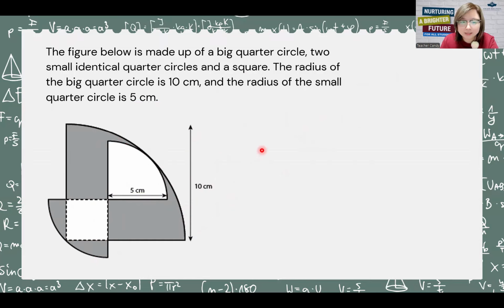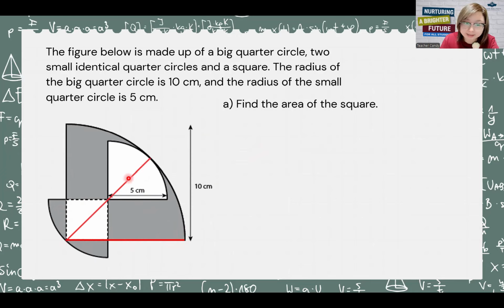So let's take a look. We need to find the area of the square. So we need to find the area of this square. Now take note that the radius of the big quarter circle is 10 centimeter. So for this part over here, which is also the radius of the big quarter circle, is 10 centimeter as well. Now, if I shift the radius this way, you will notice it's diagonally across the square and the quarter circle over there. So this part is 10 centimeter as well.